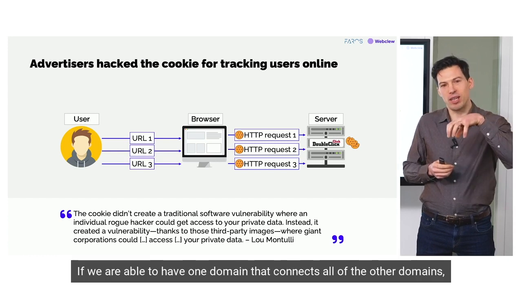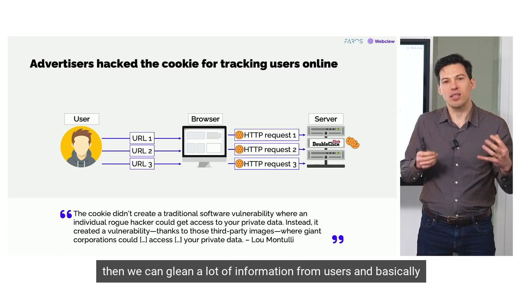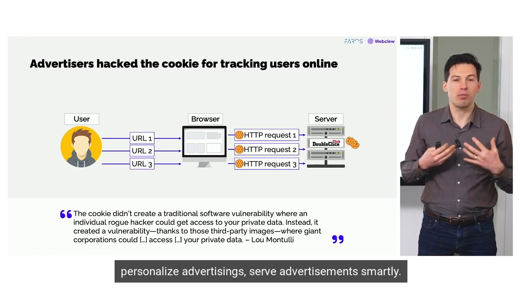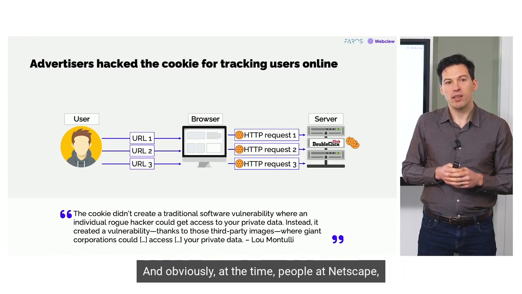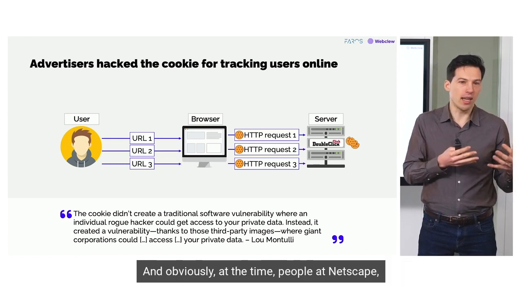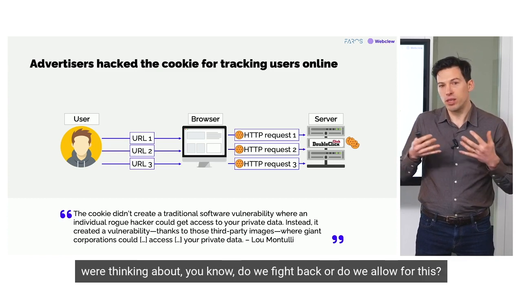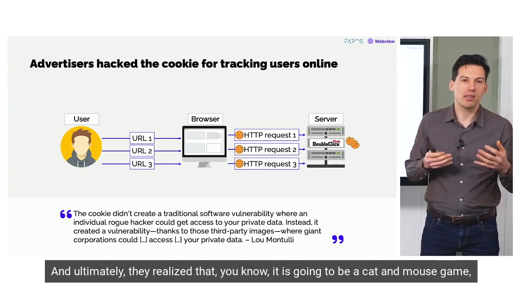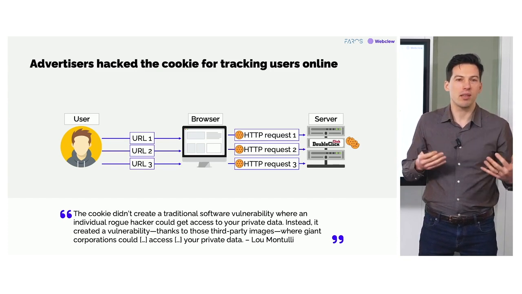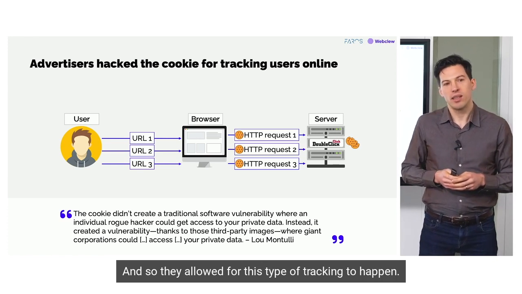If we are able to have one domain that connects all of the other domains, then we can glean a lot of information from users and basically personalize advertising, serve advertisements smartly. And obviously, at the time, people at Netscape were thinking about, do we fight back or do we allow for this? And ultimately, they realized that it was going to be a cat and mouse game, and so they allowed for this type of tracking to happen.